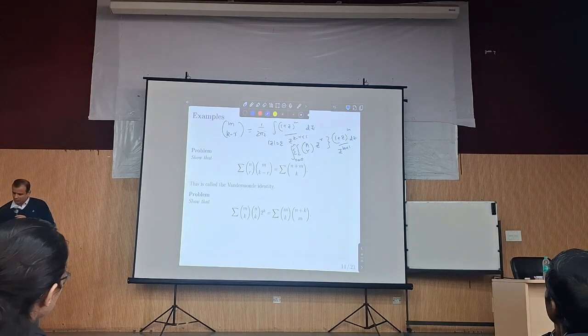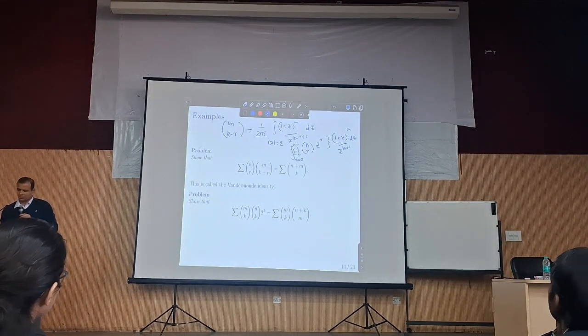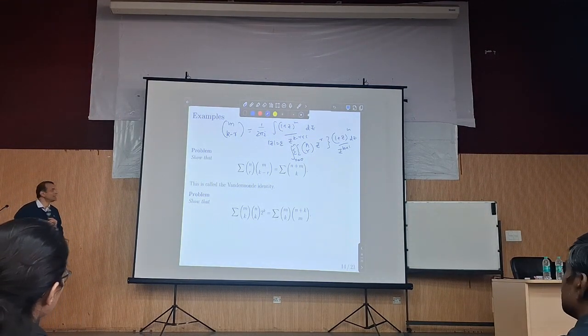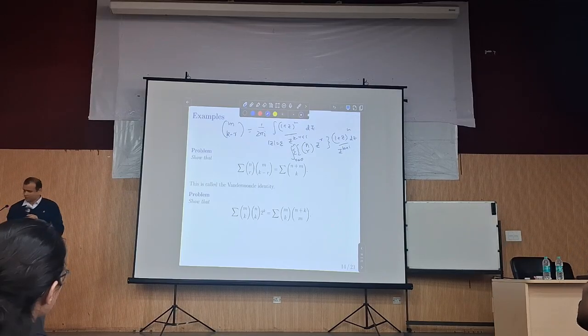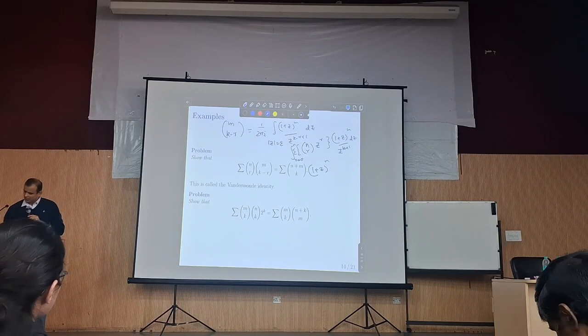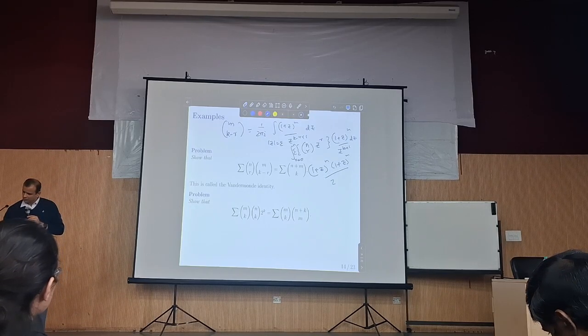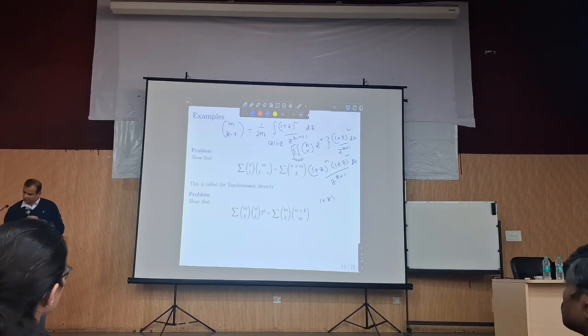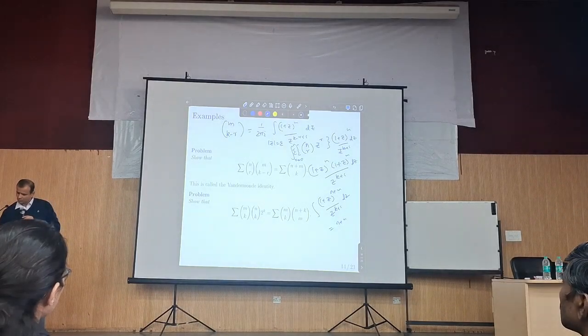So now what is this you have? Summation r is equal to 0 to n, n choose r, z to the r. This is equal to (1 plus z) to the n. And then you have (1 plus z) to the m by z to the k plus 1 dz. But this is (1 plus z) to the n plus m by z to the k plus 1 dz integral, but that is n plus m choose k.